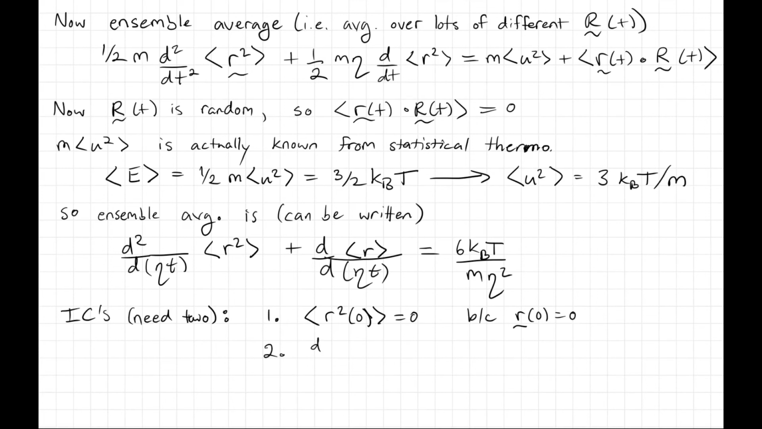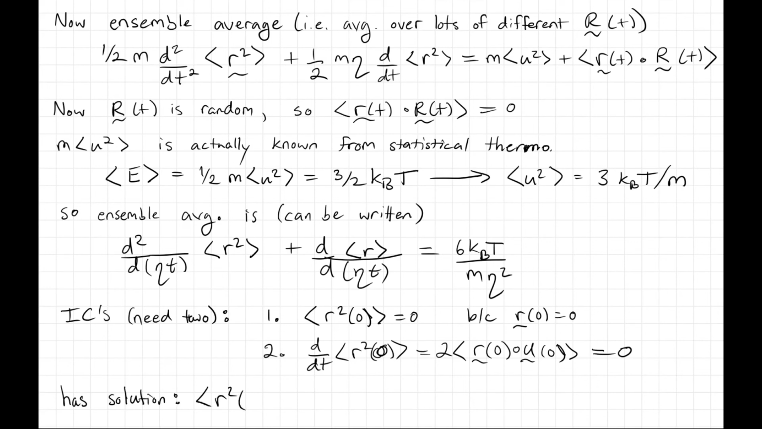And the second one I can get by looking at the derivative of r squared. If I evaluate that at 0 and expand what that is, the derivative of r squared in general is just 2 times r times the velocity, and if I evaluate that at time equals 0, just because r is always 0, that means that cross correlation is always 0.